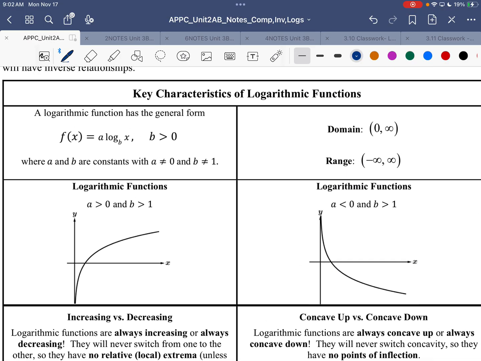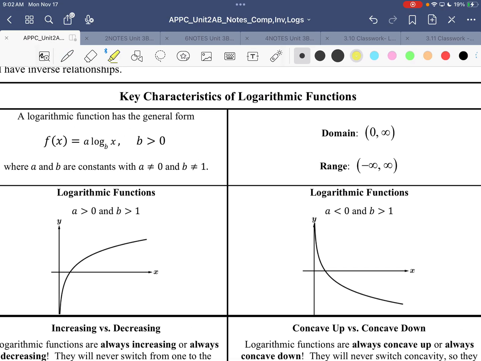The domain, why do we think the domain would be from 0 to infinity? If we look at the graphs, what's happening at x equals 0? Jordan? Is it a vertical asymptote? Yes, there's a vertical asymptote at x equals 0. Just like in exponentials, there was a horizontal asymptote at y equals 0. So the range for exponentials was 0 to infinity. For logs, the domain's going to be 0 to infinity.